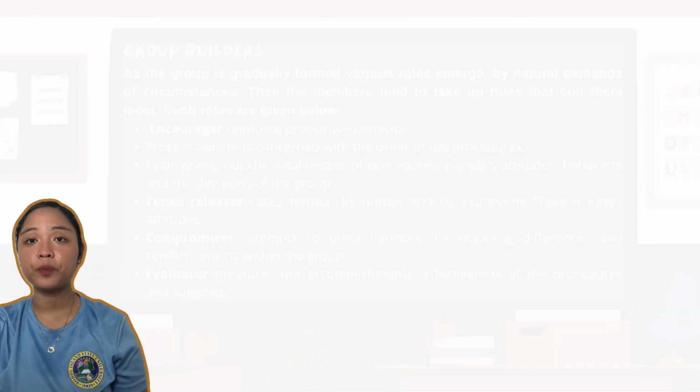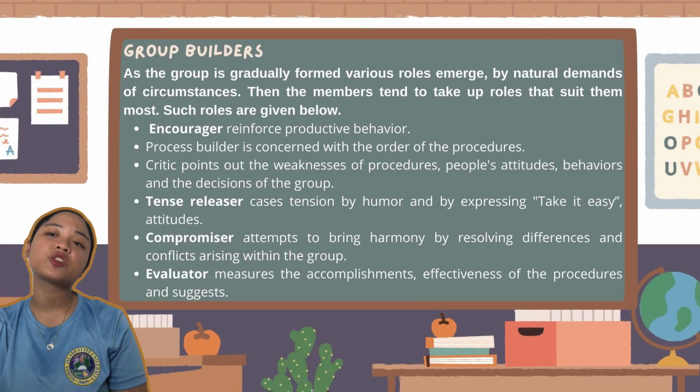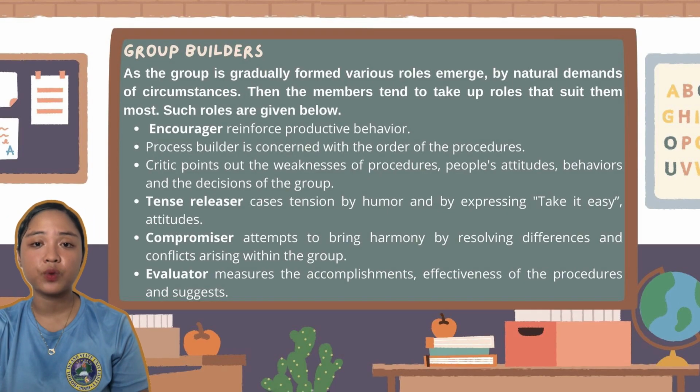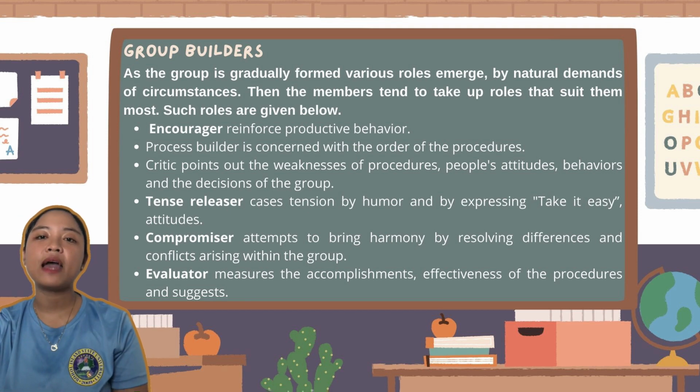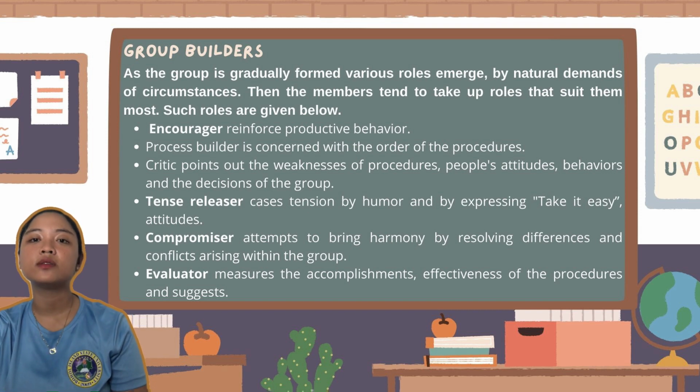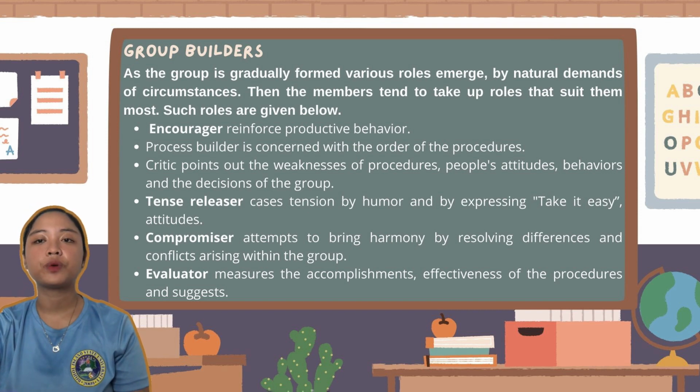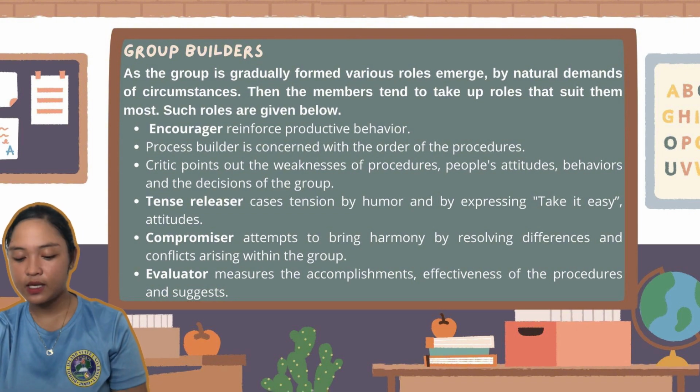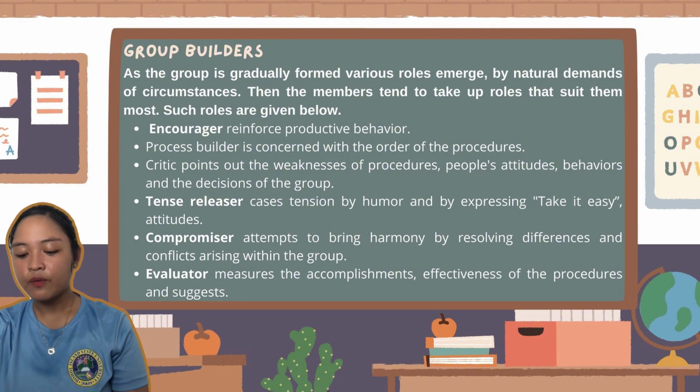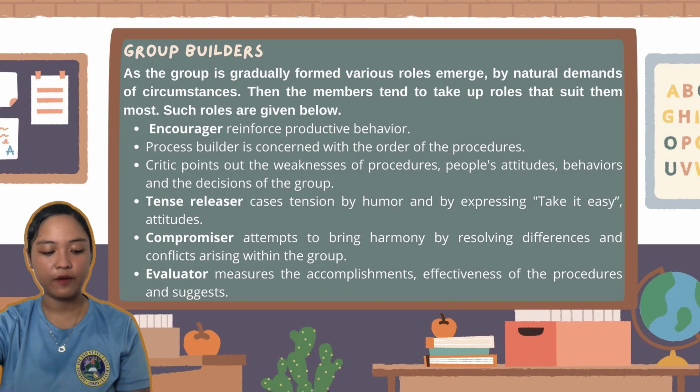Next is group builder. As the group is gradually formed, various roles emerge by the natural demands of circumstances. Then the members tend to take up roles that suit them most. Such roles are given below. First is encourager: reinforce productive behavior.